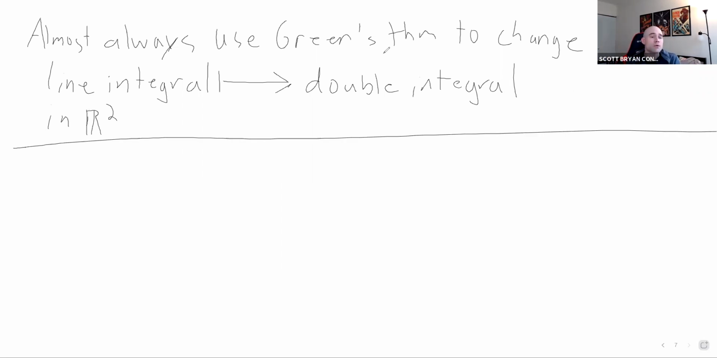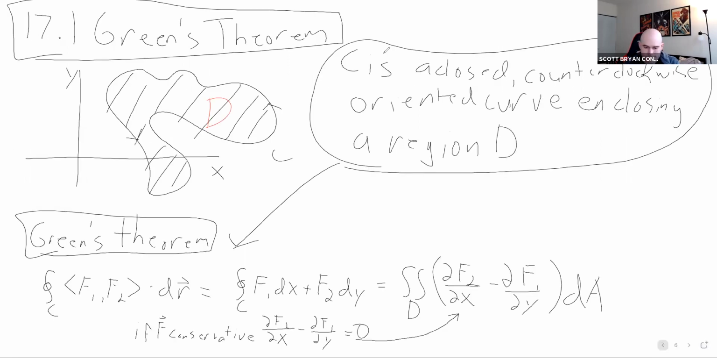We can go backwards, as we'll see tomorrow, but you kind of have to be clever in doing that. And the reason is that if you start with the line integral, you have your vector field. And then if you go to the double integral, we turn that vector field into this guy here, which is just some function of x and y.